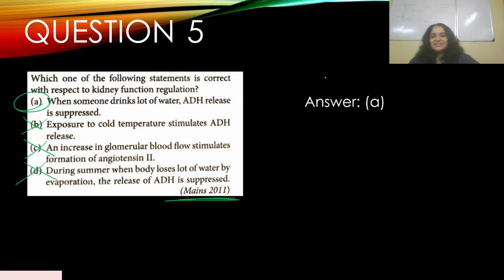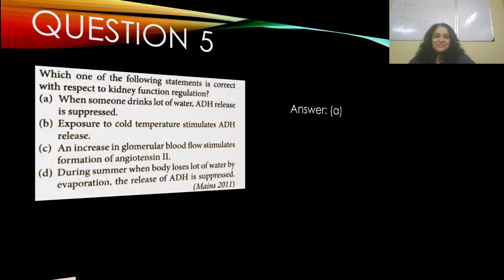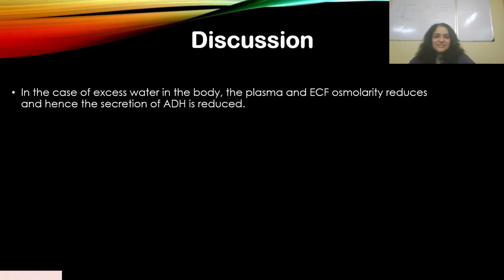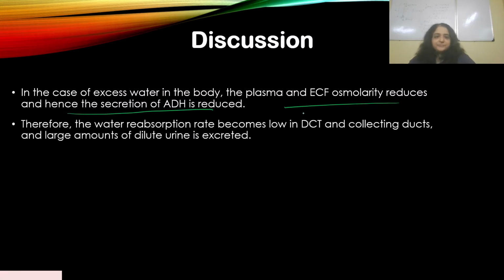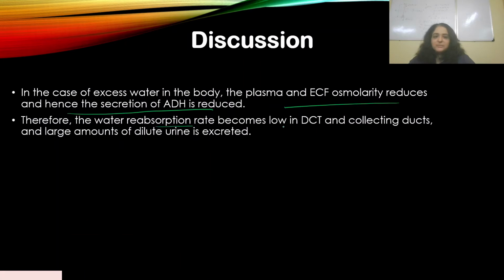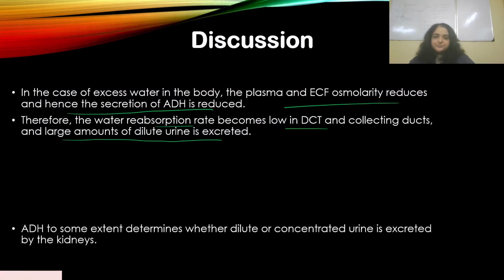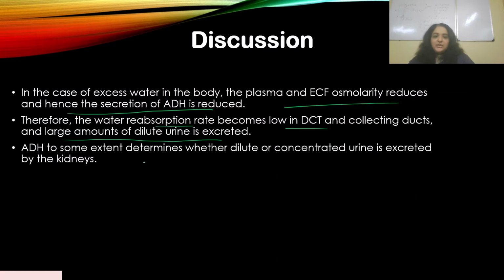Clearly, then, answer A is the correct answer. Okay, let's go on to the discussion. I think I've already discussed it mostly. In the case of excess water in the body, the plasma and the ECF osmolarity reduces, and hence the secretion of ADH is reduced. Therefore, water reabsorption rate becomes low in the DCT and collecting duct when large amounts of dilute urine are excreted. Now you know how ADH functions, right?